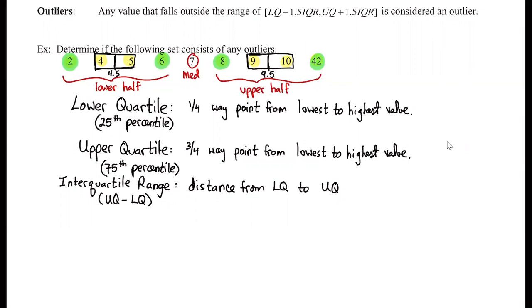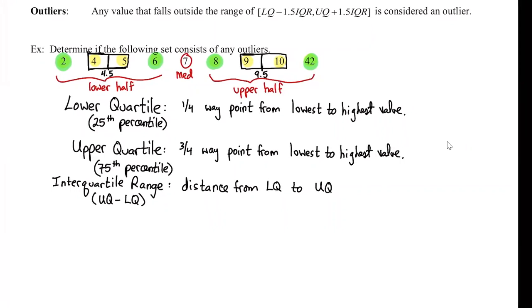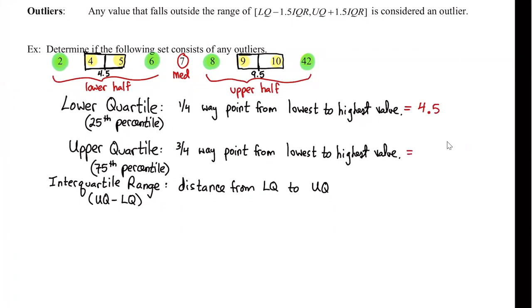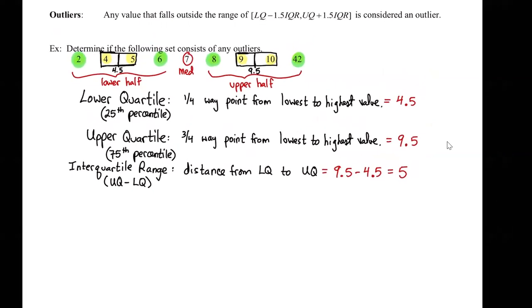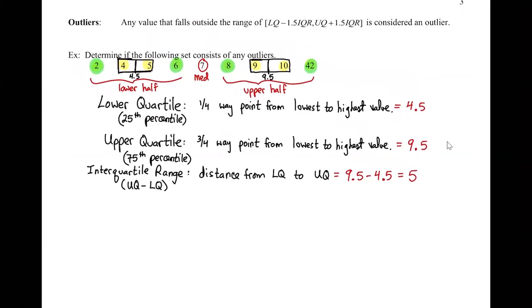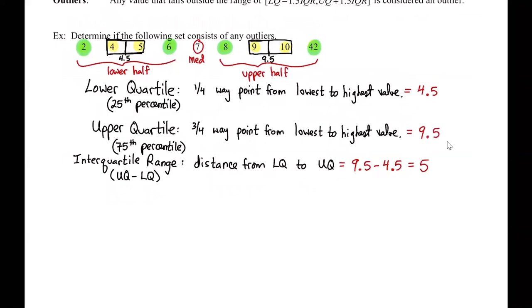All right, so my lower quartile, 4.5. My upper quartile, 9.5. The IQR is the difference between the two, so 9.5 minus 4.5. That's going to be equal to 5, clean 5. So we have all the ingredients for our formula now. Now we just have to actually pop it all into the formula. It's sometimes easier said than done.